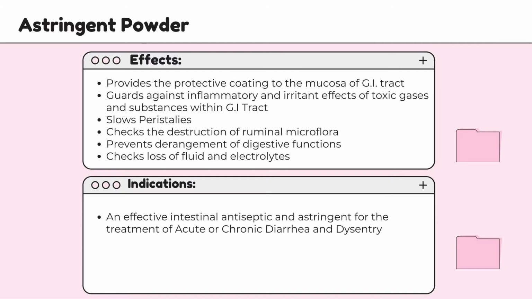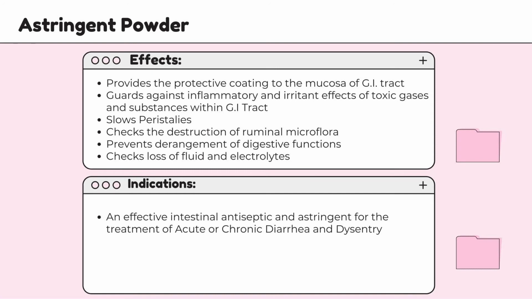The effects of astringent powder: Provides a protective coating to the mucosa of the gastrointestinal tract. Guards against inflammatory and irritant effects of toxic gases and substances within the gastrointestinal tract. Slows peristalsis. Checks the destruction of the ruminal microflora. Prevents the disarrangement of digestive functions. Checks loss of fluid and electrolytes.